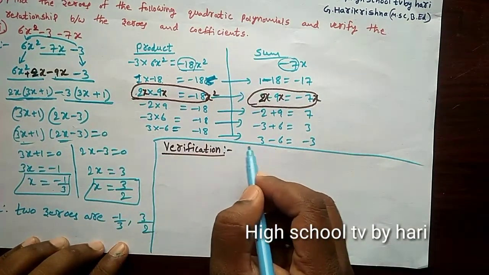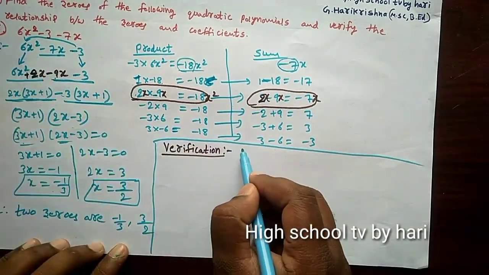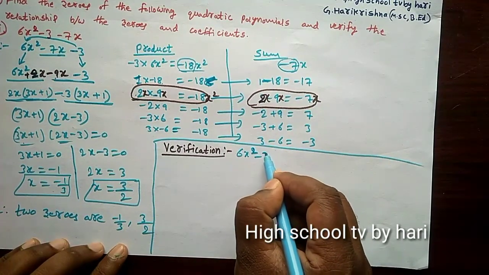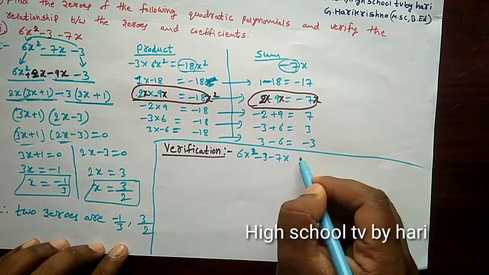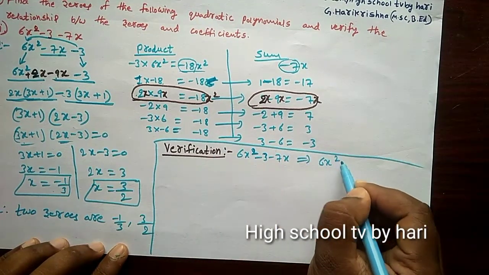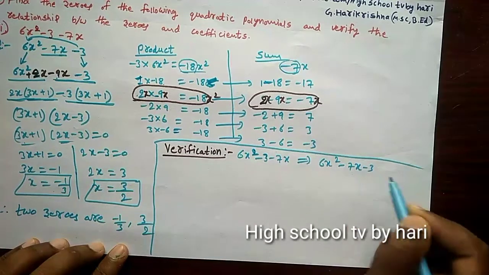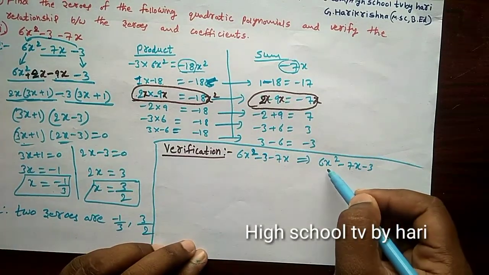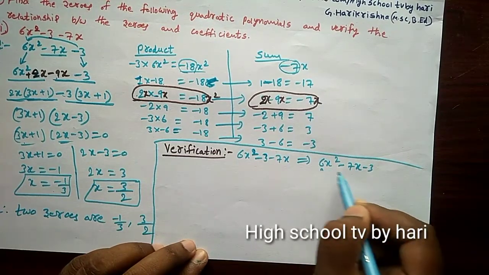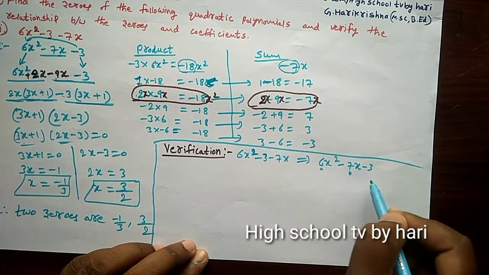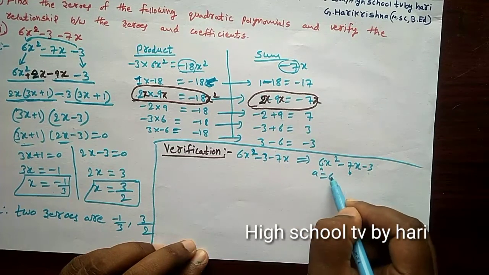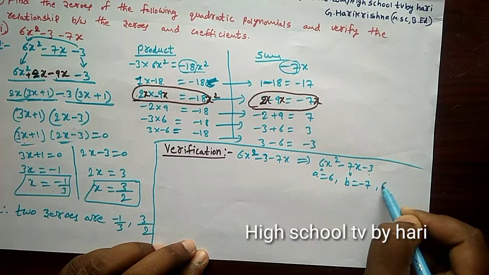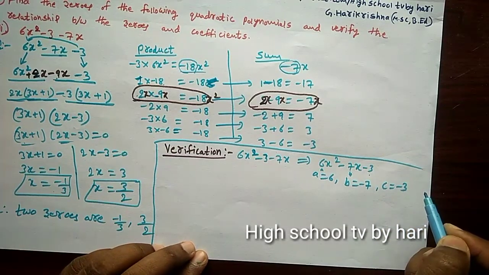First, the given quadratic polynomial is 6x square minus 3 minus 7x. By arranging, this is 6x square minus 7x minus 3. By comparing this quadratic polynomial to ax square plus bx plus c, a is equal to 6, b is equal to minus 7, c is equal to minus 3.